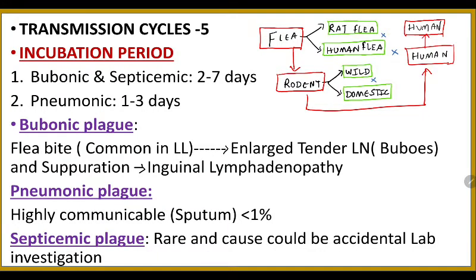Now, what are the transmission cycles? We have already discussed yesterday also: flea, rodent, and human. The probability could be anywhere. The transmission cycle takes place. There are 5 different transmission cycles: from flea to rodent, rodent to human, human to human, like this.